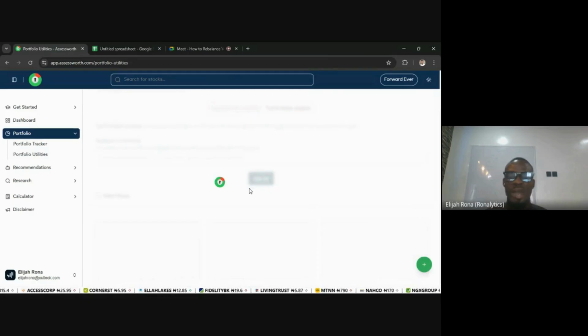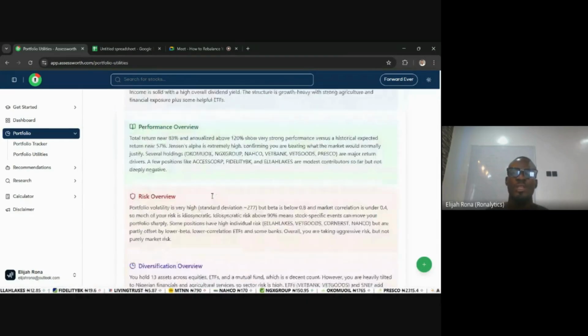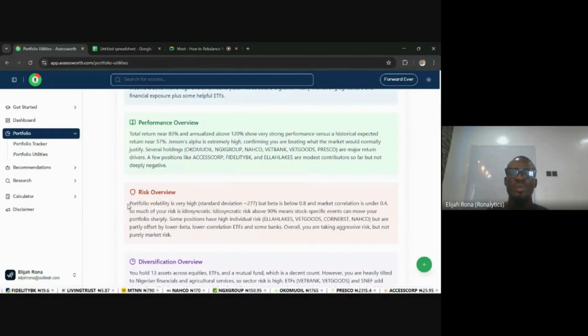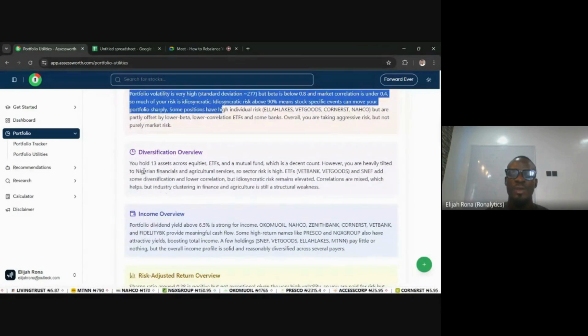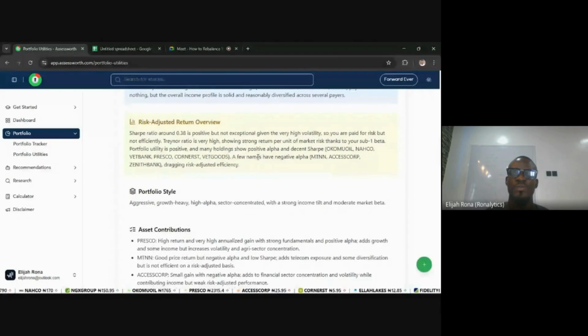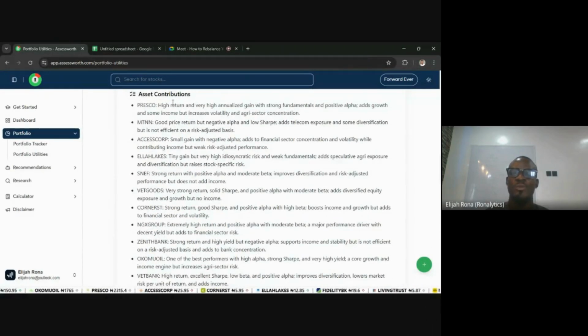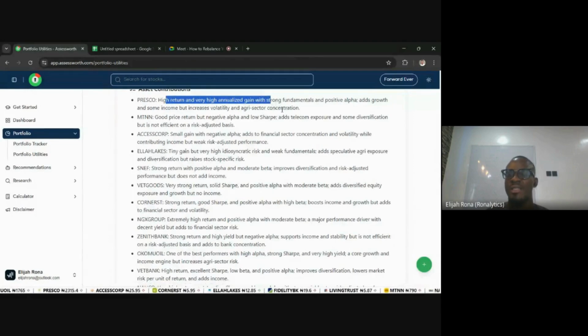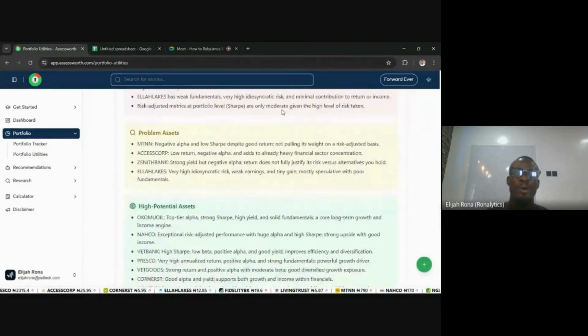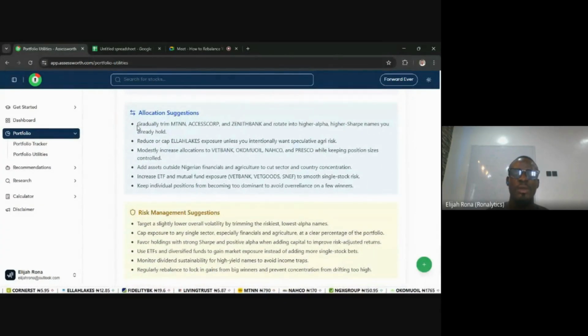Apologies for the delay, perhaps because of network and stuff, but it should load. All right. You see your portfolio summary, the performance overview, the risk overview of your portfolio, how diverse your portfolio is, the dividend overview of the portfolio. Now it is showing you the different assets that you have. So this shows high return and very high annualized yields, etc., etc. But what we want to look at is here. So allocation suggestions, which are here.